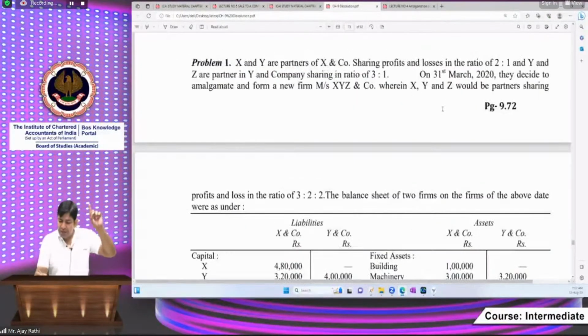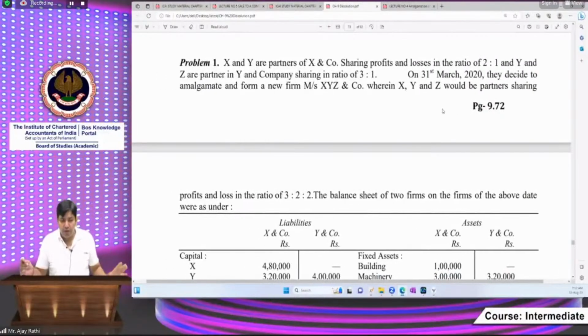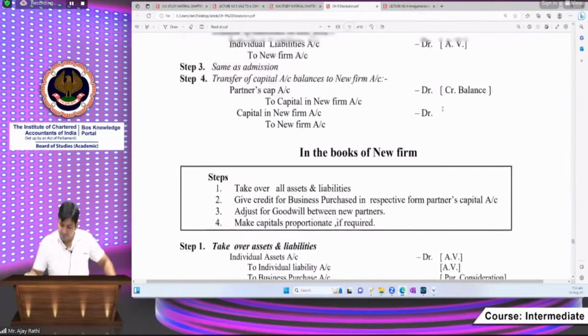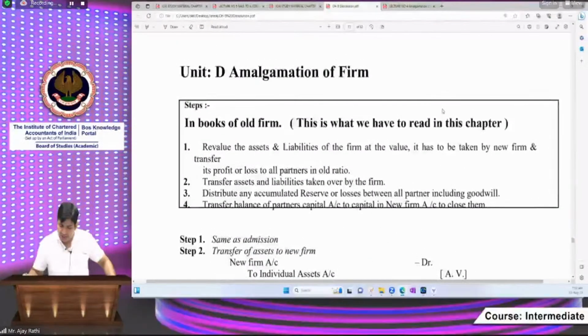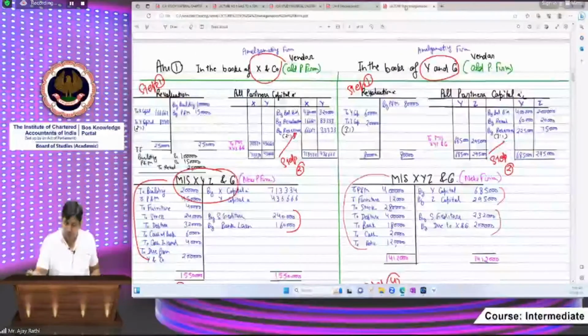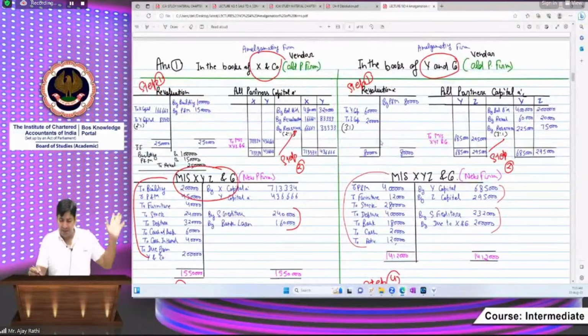So first, let me clear that you are having this PDF. This is amalgamation of partnership firm from my own collection, where you are finding on page number 72. There are lots of pages because I have compiled the past examination questions along with different books' questions also, and those are with solution. There is no question which is not having the solution. Also, you can find the presentation solution from this PDF. Okay, let me start now.